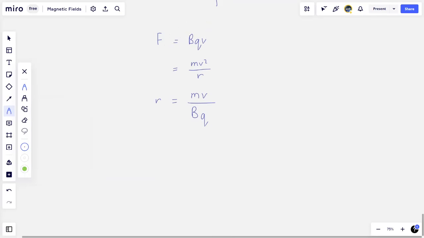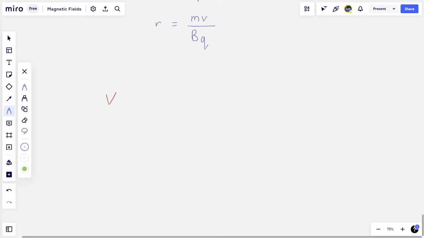It's used in spectroscopy to determine what type of particle we are looking at, what type of gas we are looking at. If we ionize a gas and get it to move in a circular arc inside a magnetic field, the radius of its circular motion tells us exactly what particle we're looking at.